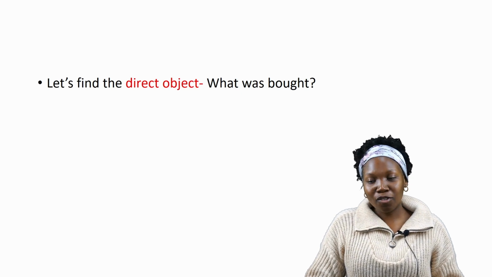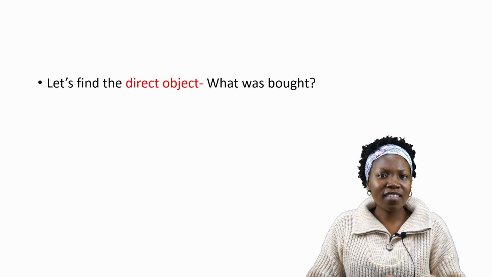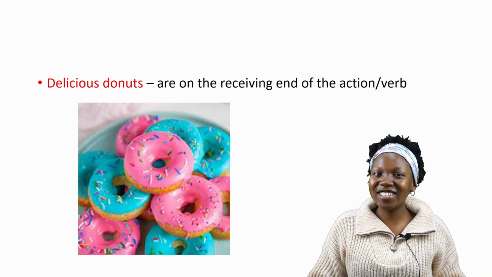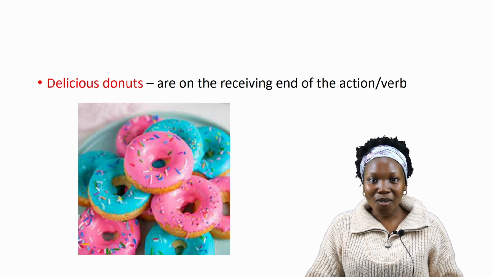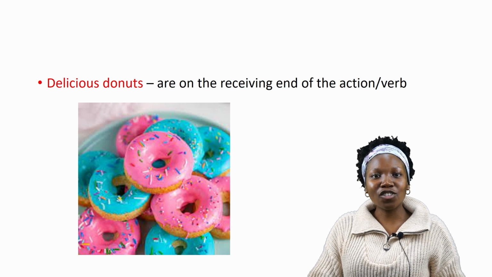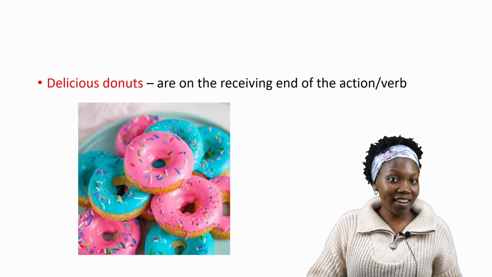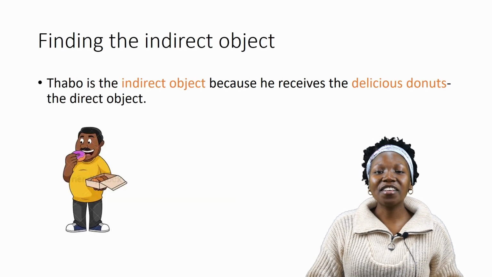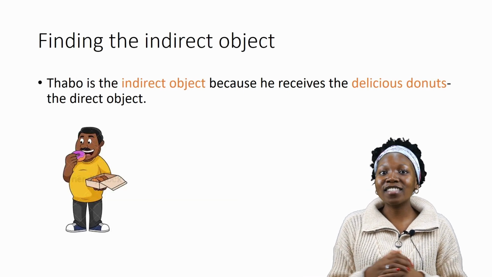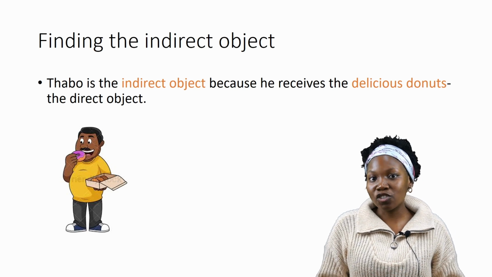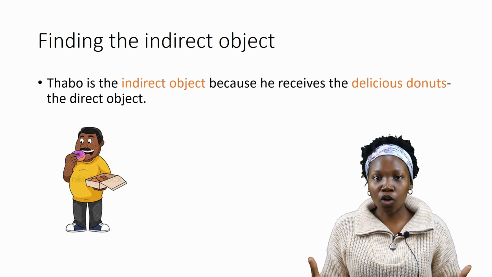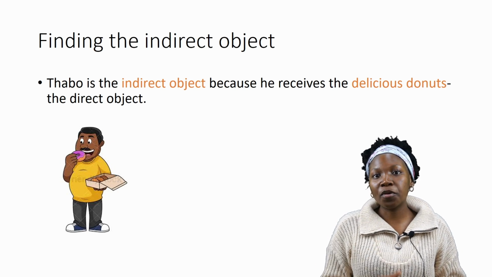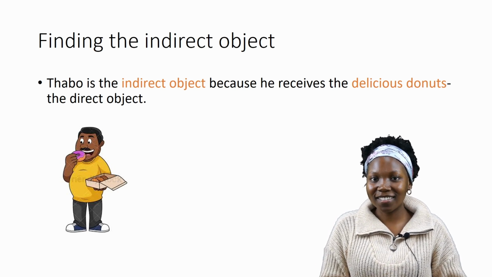Let's find the direct object. What was the thing that was bought? You have it, delicious donuts. And now, who was receiving the delicious donuts? Is it Naledi or is it Thabo? Thabo is the indirect object because he is the one who receives the delicious donuts, which are the direct object. So it is not Naledi because Naledi is the one who bought it. Therefore, Naledi is our subject.